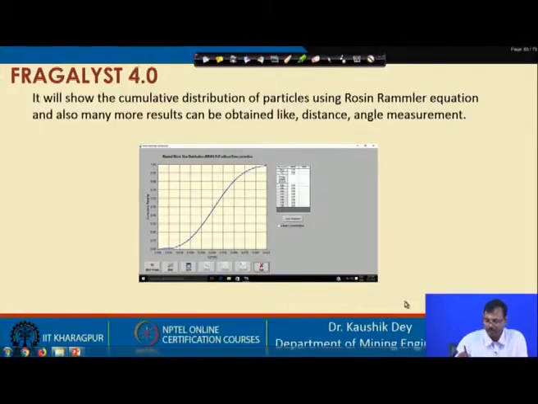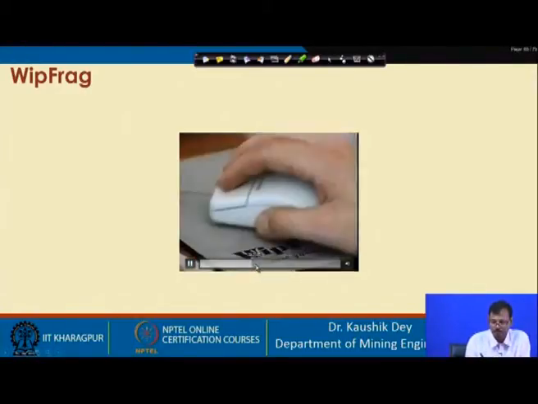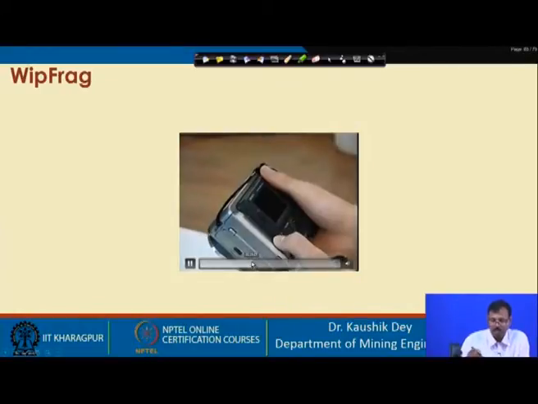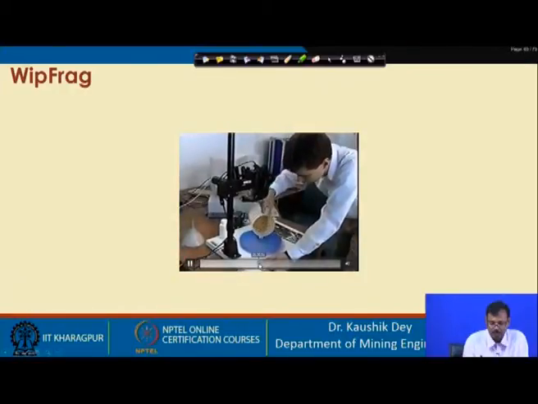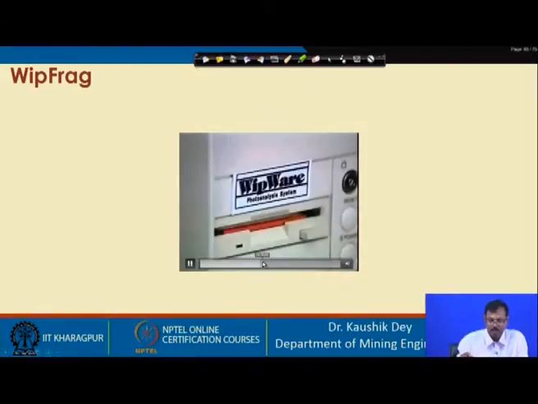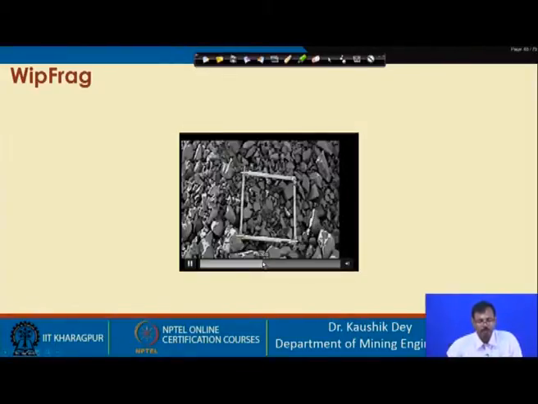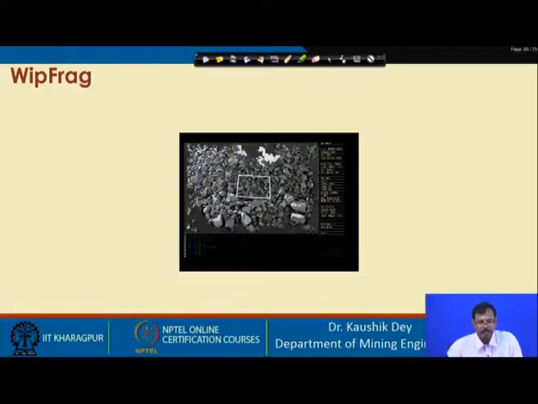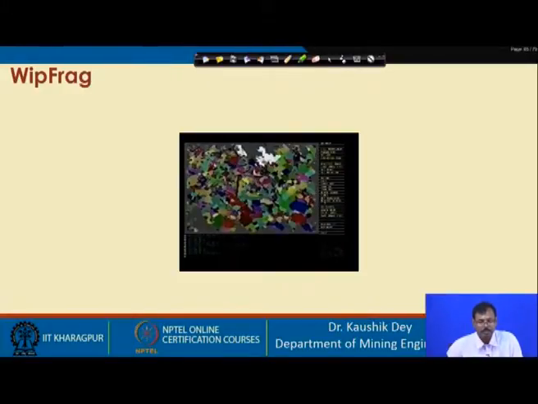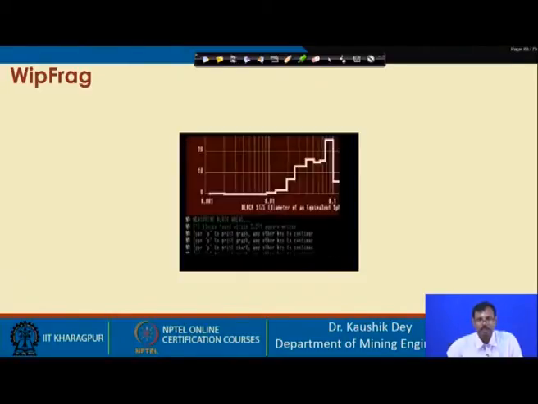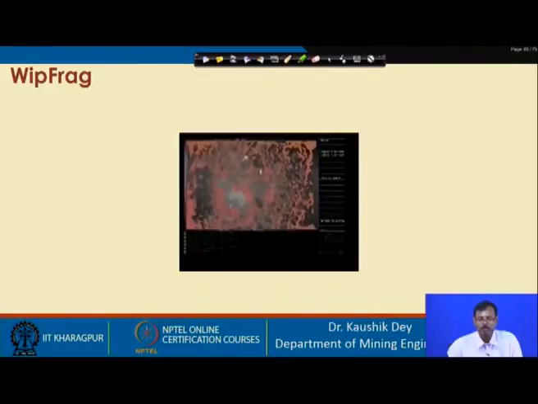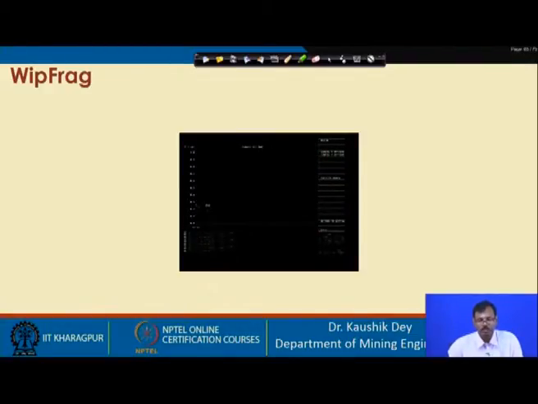The principle is the same for WipFrag also. Let us observe this video of WipFrag. You can see the photograph is taken in the mine. Then the photograph is loaded and the fragmented rock picture is there. This is the scale, so the scale is selected. Now the edge detection is carried out automatically by the software, and then the fragment size distribution curve is made. So, the basic principle is more or less similar.